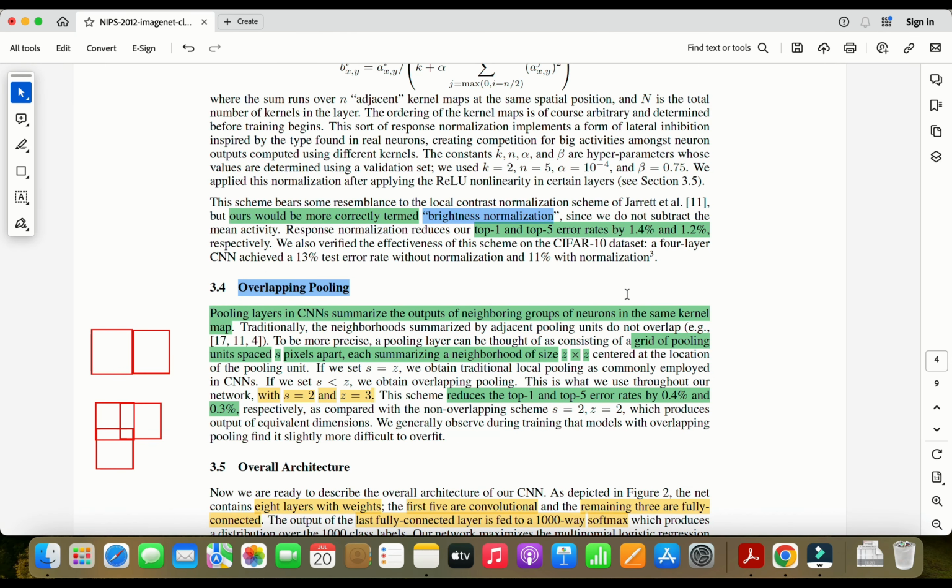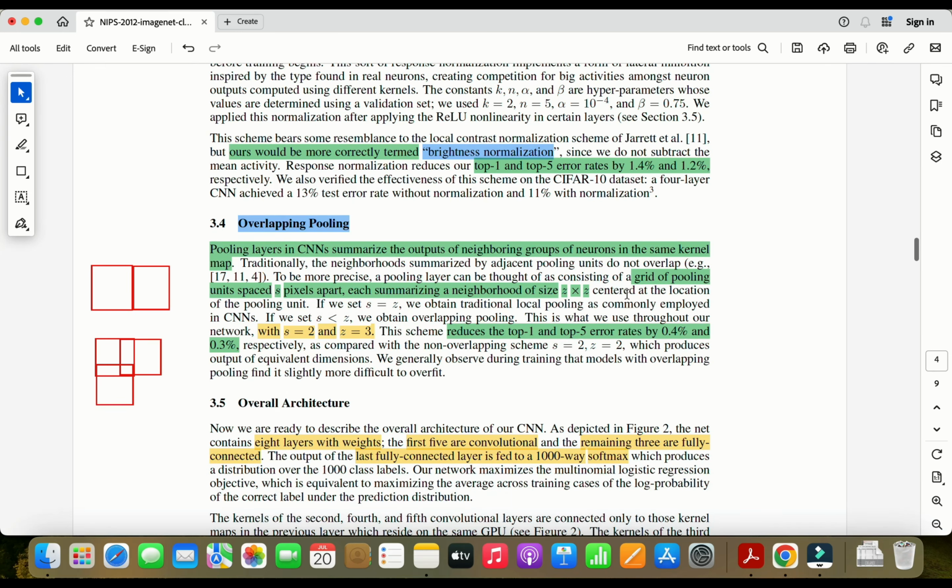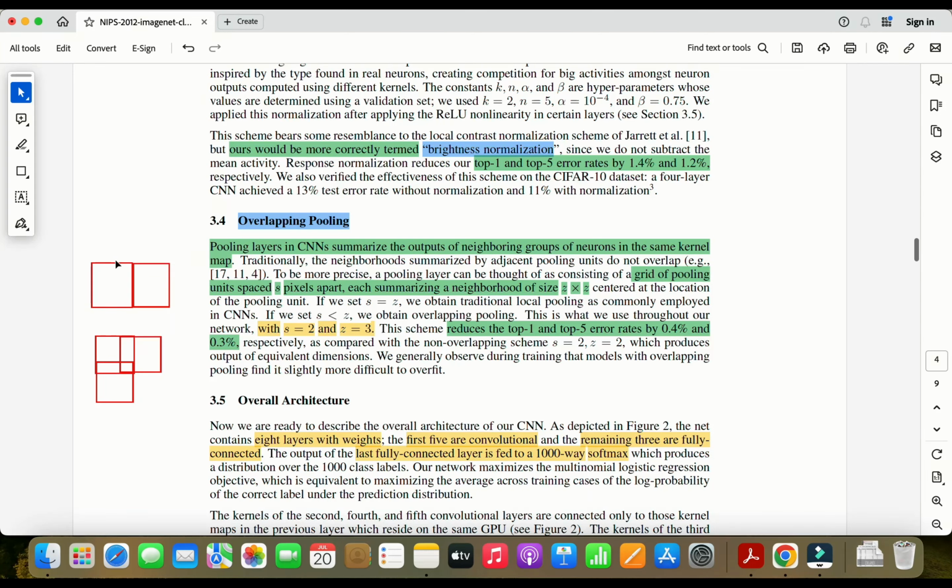Another unique feature is that they used overlapping pooling. They have used max pool, but overlapping. Generally, if we are using a 3 cross 3 pool, we will use a stride of 3, right? But they have used a 3 cross 3 pool with a stride of 2. So that's why there's an overlap.